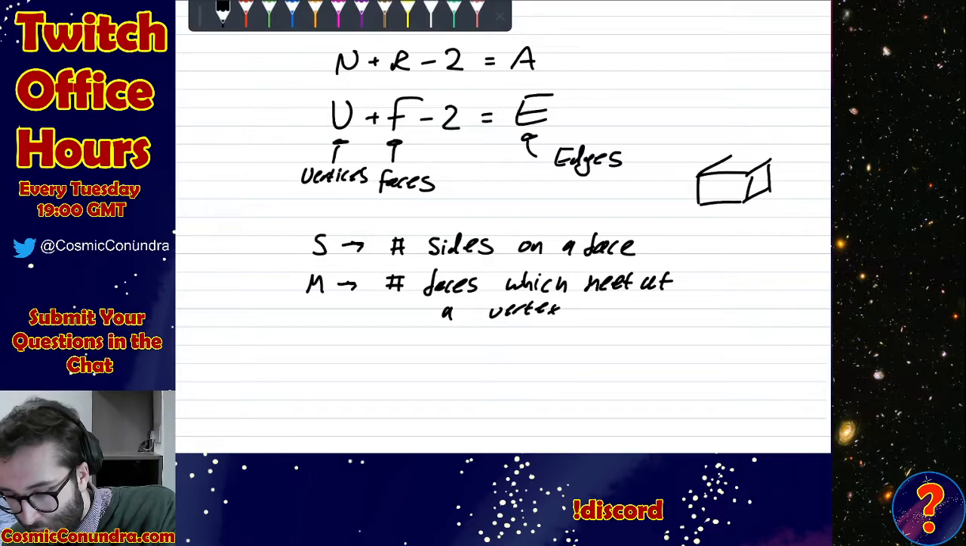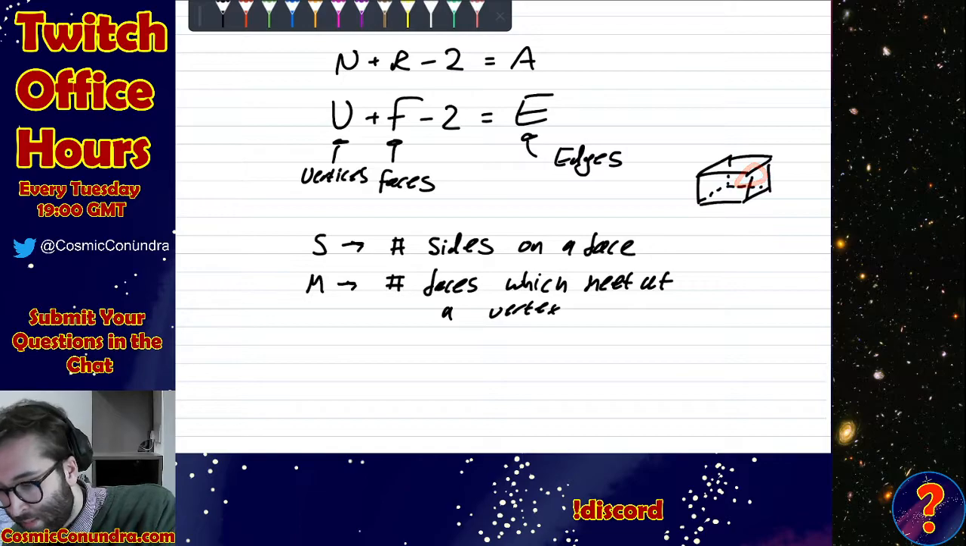You can see the cube has got 3 faces that meet at each vertex. There's this face here, and this face here for this vertex.